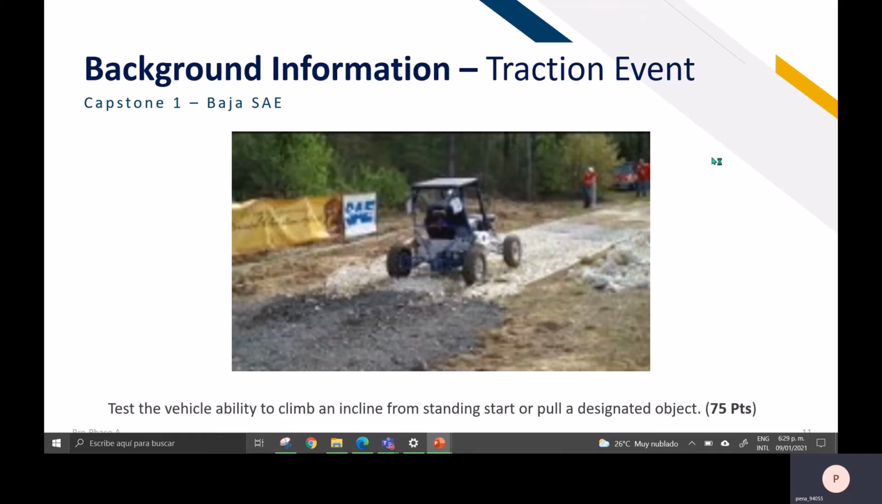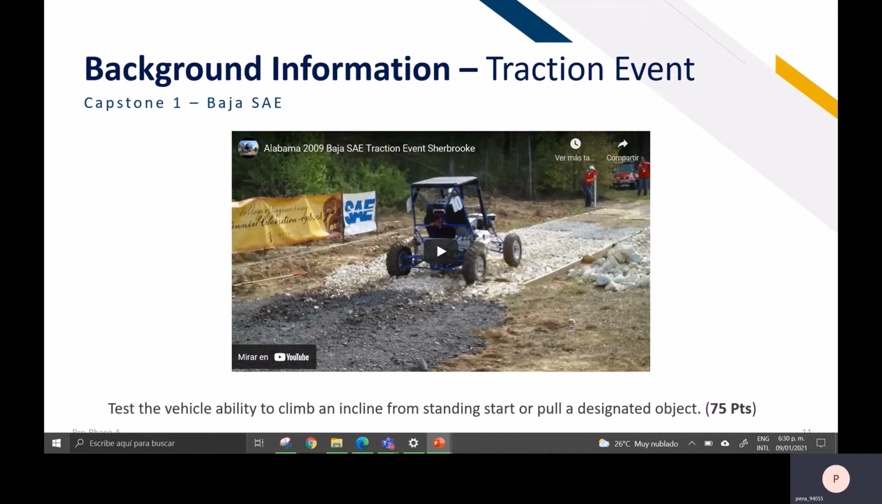Traction event. This test consists of climbing a slope while pulling a designated object. Maximum points for this event is 75. Go to sample video.